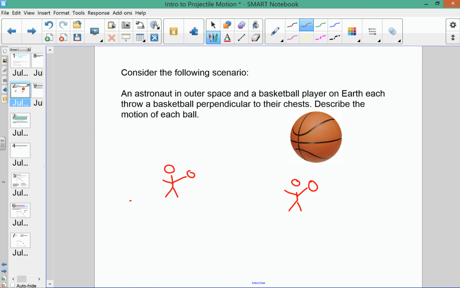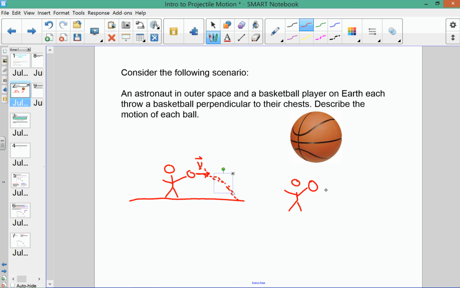We know from experience that because the basketball player is on Earth, when they release the basketball with some velocity perpendicular to their chest, it's going to fall in a nice little parabolic trajectory towards the ground. And that's because it's accelerating downwards due to gravity. That is probably the worst parabola you've ever seen, but let's pretend it's a parabola anyway.